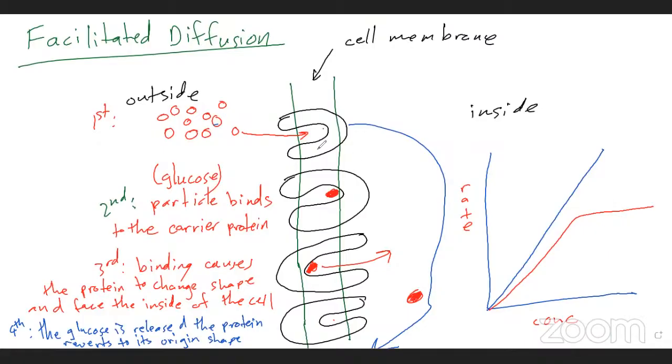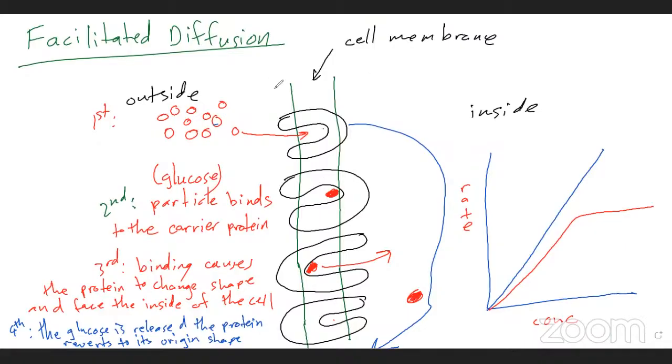So if you look on the board, let's say you have one channel protein. And let's say you have two channel proteins and you have 10 glucose molecules. It's just two channel proteins that you have, right? Just a second, let me put something on the board.